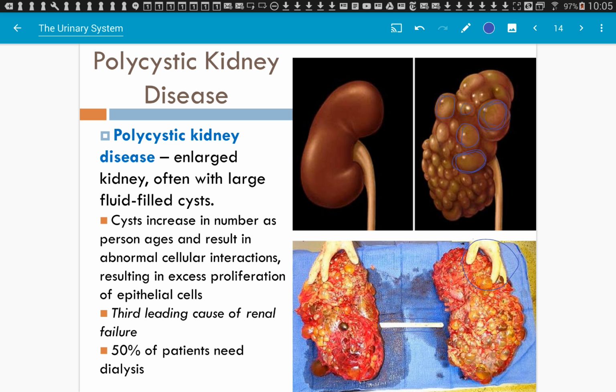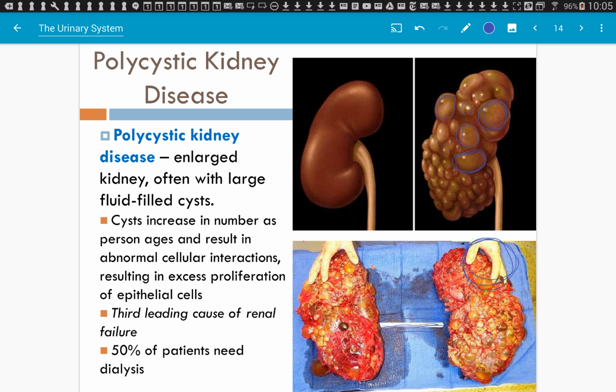Is that a hand? Yes. So here's a hand. This is from a surgery where a person had both of their kidneys removed, probably had a transplant. And so, yes, they get enlarged. You can see the cysts. Right here, this thing here is a centimeter ruler. So that would be 10 centimeters across, illustrating just how big the kidneys got.